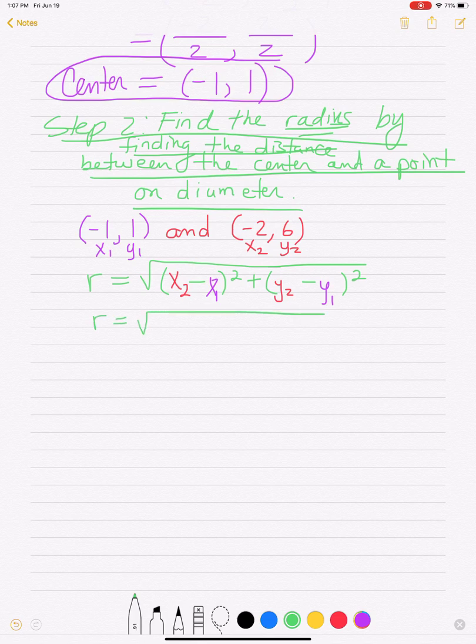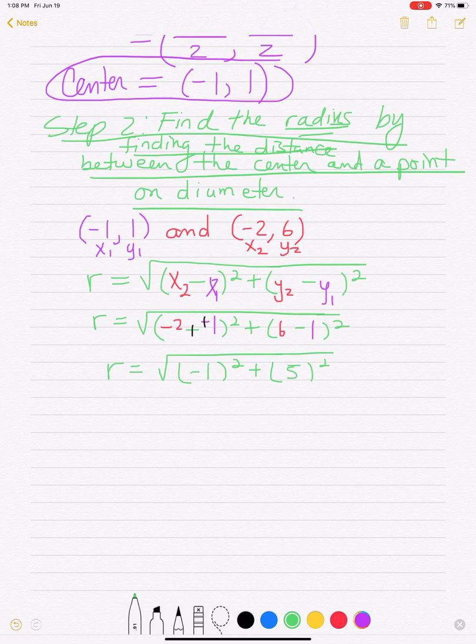All right, now we're just going to plug in. Square root of blank minus blank squared plus blank minus blank squared. Plugging in for x2, I'm going to put a minus 2. For x1, a minus 1. For y2, a 6. And for y1, a 1. Now notice that double negative: negative 2 minus negative 1 becomes plus. So we get blank squared plus blank squared. What's negative 2 plus 1? Negative 1. What's 6 minus 1? 5.